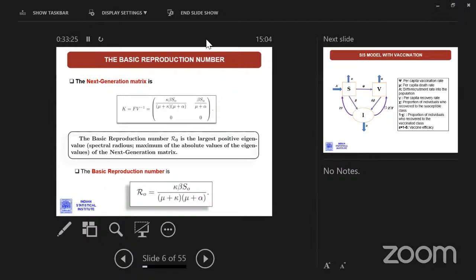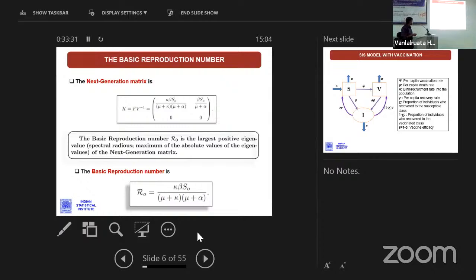That is the spectral radius, the maximum of the absolute value of the eigenvalue of the next generation matrix. So in that case, the basic reproduction number R0: if this term is greater than 1, then the disease is persistent. If this term is less than 1, then the disease is not persistent. So these are the basic things to deal with any epidemiological model.